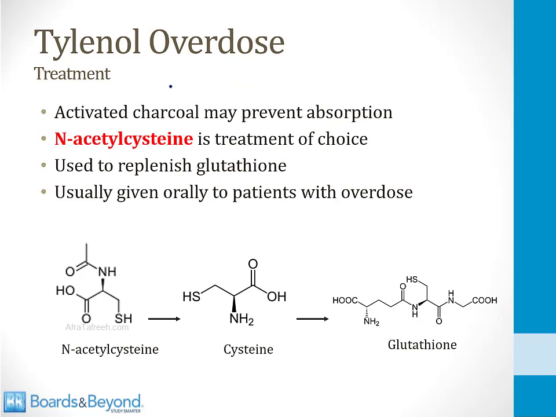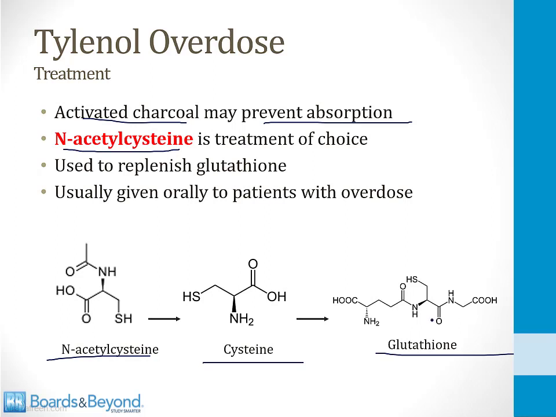So first of all, when treating patients with Tylenol overdose, activated charcoal is often given to prevent absorption of Tylenol from the GI tract. But beyond this, the mainstay of treatment is a substance called N-acetylcysteine. If you look at the bottom left side of the screen, this is the chemical structure of N-acetylcysteine. It's metabolized in the body into cysteine, and cysteine is used to synthesize glutathione.